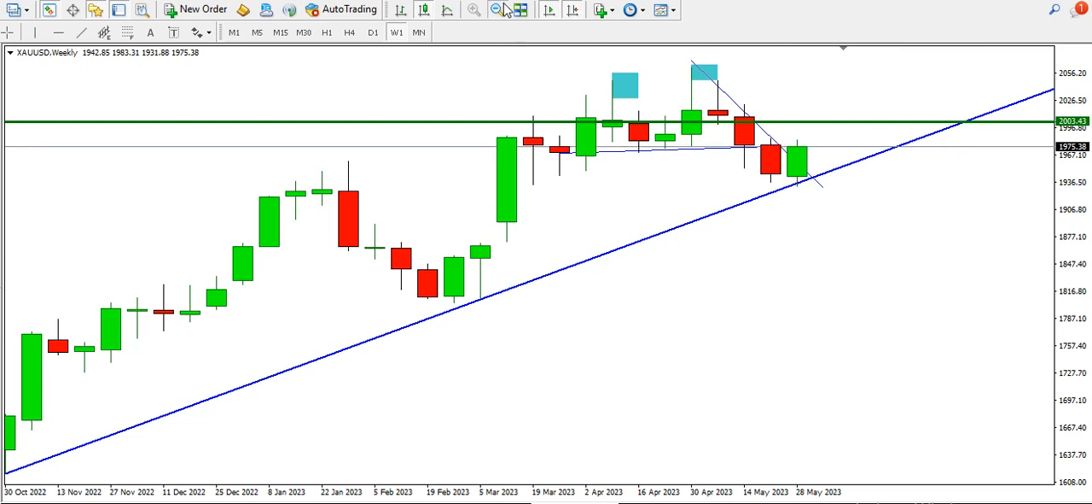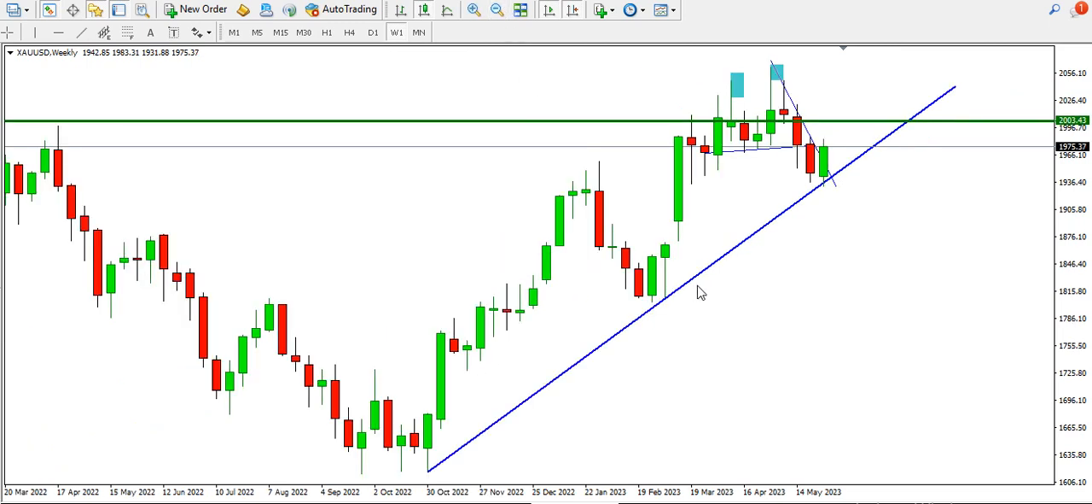All right, I have the weekly time frame of gold on the screen. With the weekly time frame, I can see that the price of gold has given us a high around here. Then we have a higher low. This is a low, this is a high, this is a higher low, and this is a higher high. That's typical of a bullish structure or a bullish trend. That's for the weekly time frame.